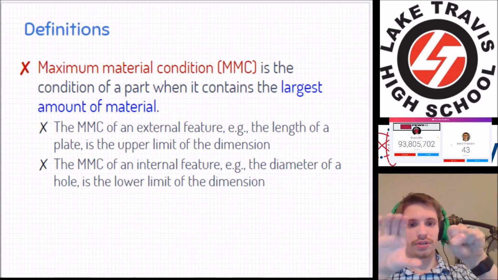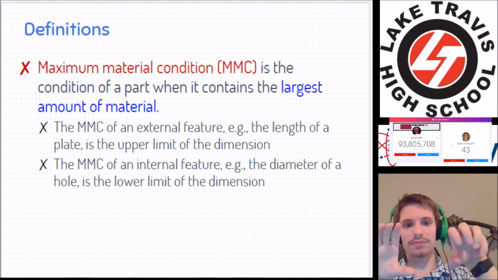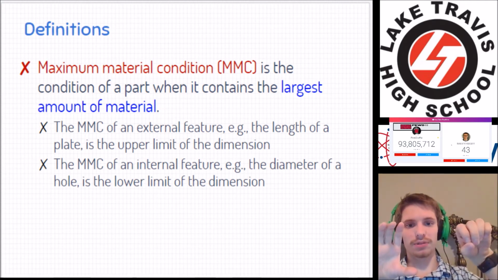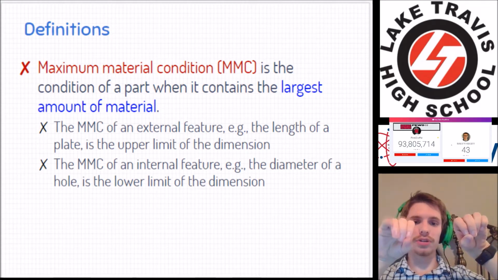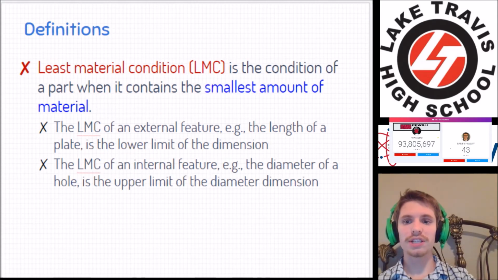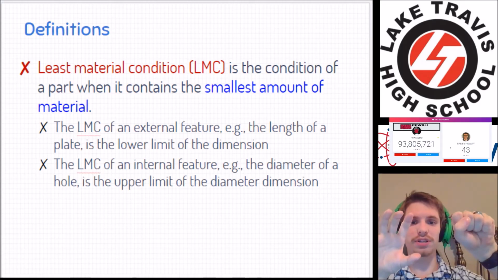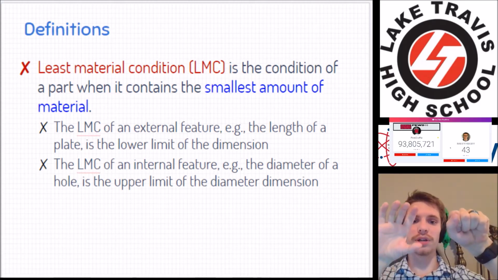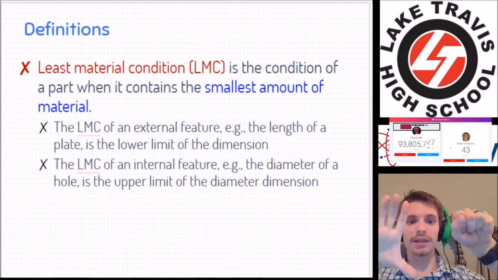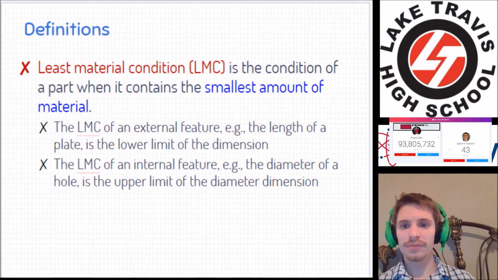An axle, which is going into an opening, if you want it to use the most material possible, it will be as big as possible. And then if you want to use more material on a hole or opening, the hole will be as small as possible, all right? So that's the maximum material condition. Least material condition is the opposite. If you want an axle to use the least material, you make the axle small. If you want a hole to use the least material, you make the hole big, because the material around it will be lessened. That's least material condition.